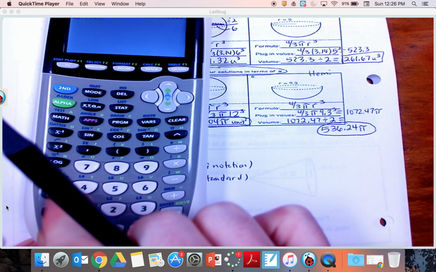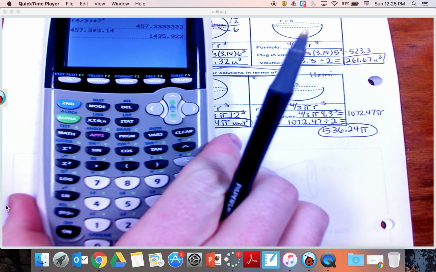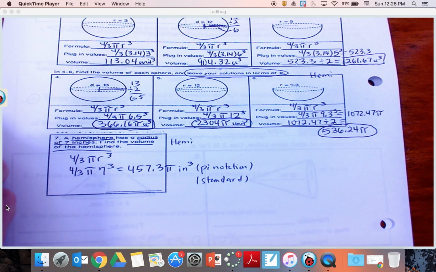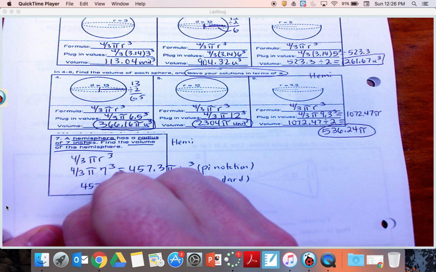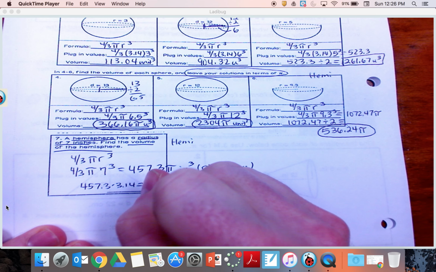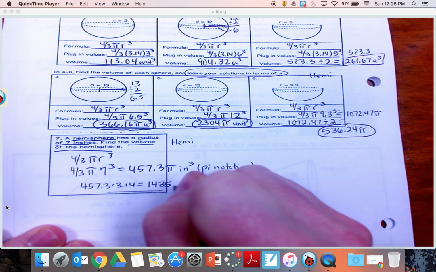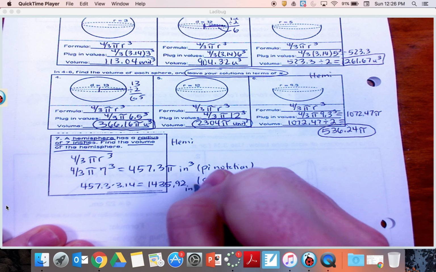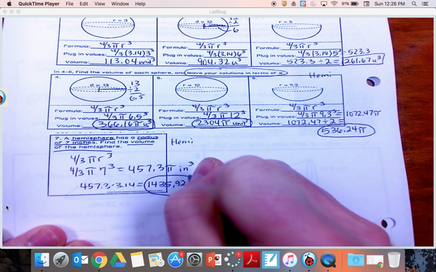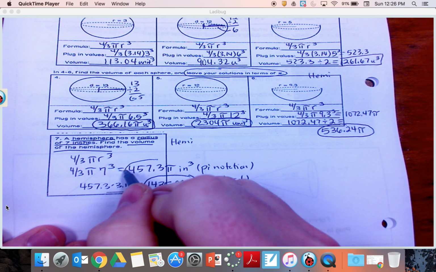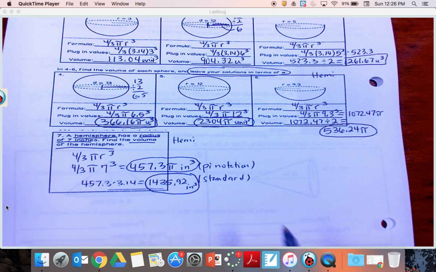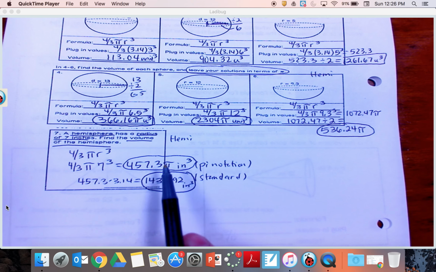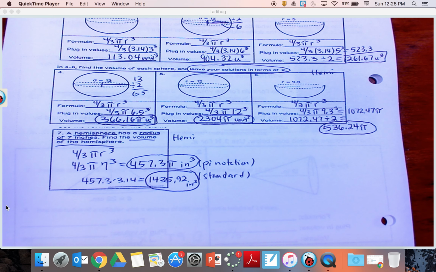So I could take the 457.3 times 3.14, and I get 1,435.92. So basically, this would just be taking that number times 3.14 and getting my solution of 1435.92 cubic inches. This would be the approximation. This is the exact volume. They're both the same. They're both equivalent. So if one person gives you the standard form, the other person gives you pi notation, they're both the same answer. They're both the same solution in this case.